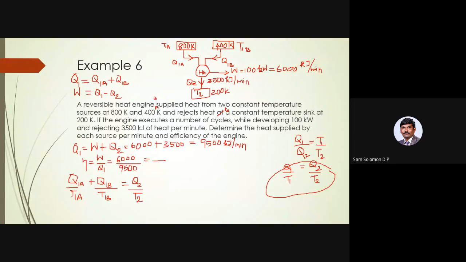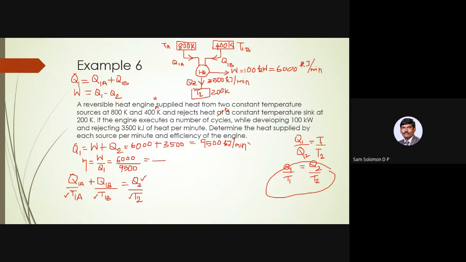Okay, so I know the value of T1A, I know the value of T1B, I know the value of T2, I know the value of Q2. So now I will get one algebraic equation involving Q1A and Q1B. That will be one equation. The other equation is I know Q1 is equal to 9,500.